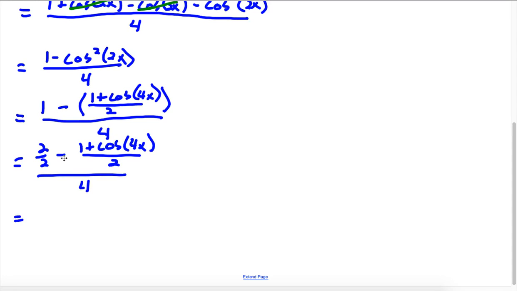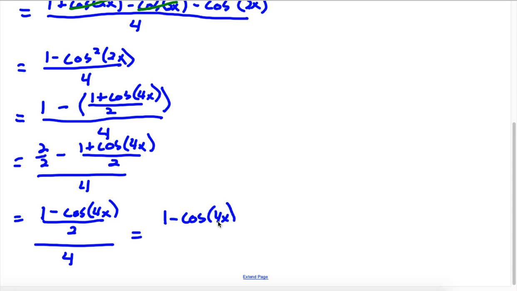So here I've got 2 minus 1, so that would just become 1. And then we need to be careful. This negative sign would also need distributed to the cosine of 4x. So this will be 1 minus the cosine of 4x over 2 all over 4. So this would just become 1 minus the cosine of 4x over 8.